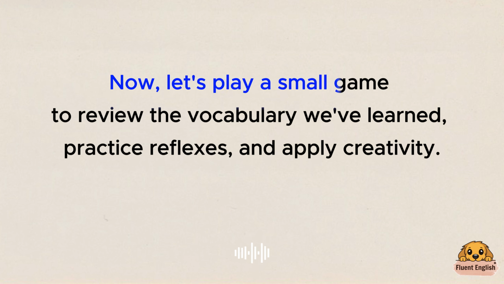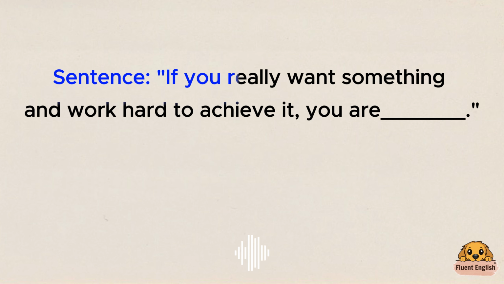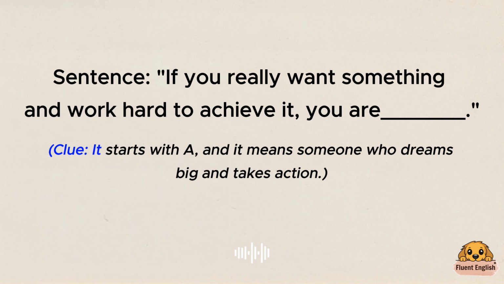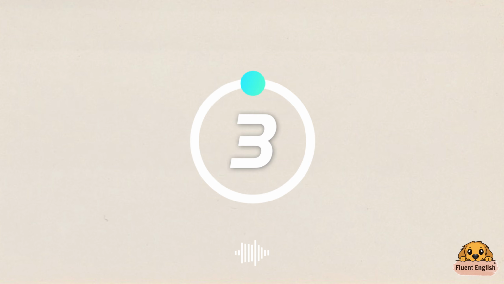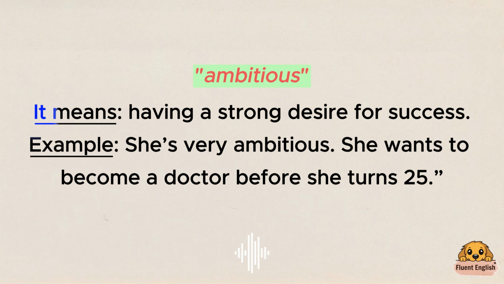Now, let's play a small game to review the vocabulary we've learned, practice reflexes, and apply creativity. Let's go. Rules. I'll give you a sentence with a missing word and a small clue. Your job is to pause the video, guess the word, and say it out loud. Ready? Sentence. If you really want something and work hard to achieve it, you are ___. Clue. It starts with A, and it means someone who dreams big and takes action. The word is ambitious. It means having a strong desire for success.